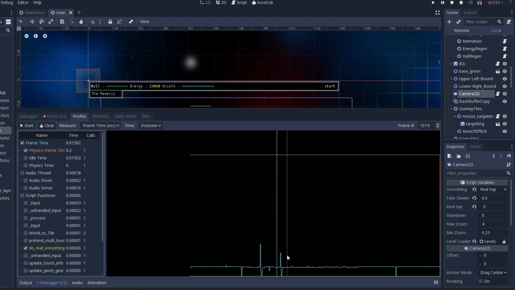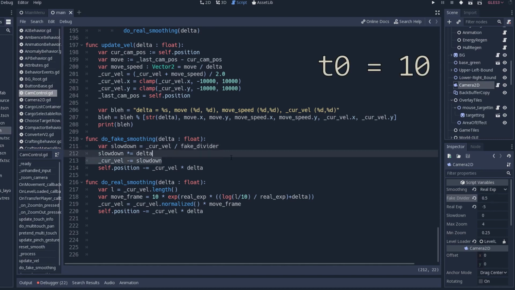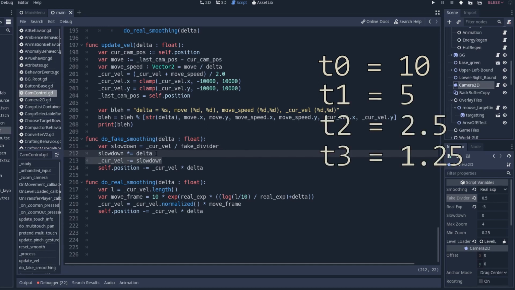So first, let's look at the fake version. This smoothing is taking the current velocity and trying to bring it to 0. So each frame, I divide the velocity of my camera by some number. You can imagine that if my velocity was, for example, 10, which is an arbitrary number, to begin, then the next frame it's going to be 5, and then the next frame it's going to be 2.5, and the next frame 1.25, and so on. And so I'm always going to slow down by a certain amount, and it's going to never quite reach 0.